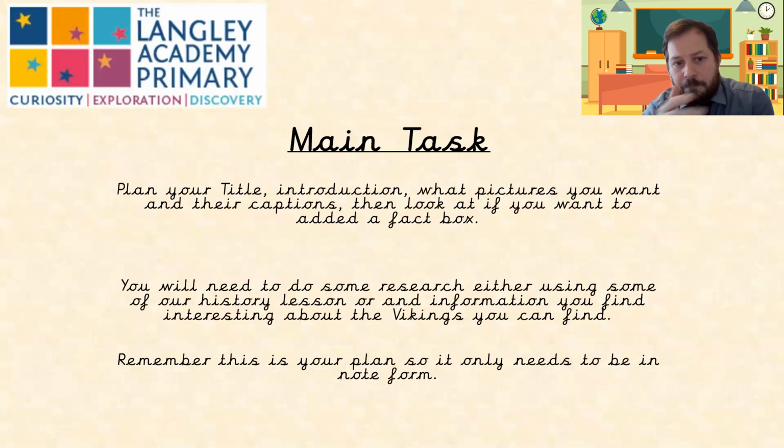So, on to our main task. Today you're going to plan your title and introduction. You're going to think about what pictures and captions you might use and decide whether you want to add a fact box and what would go in your fact box. Obviously, you'll need to link this to research. You've got your two information paragraphs, so you can link the pictures to the information paragraphs. The introduction links to the information paragraphs. The title is your overall part, and your fact box could be something entirely independent, just about Vikings. Remember, it's only a plan, so you could think of the picture and find the picture, but you only need to plan the details for the caption and the introduction.